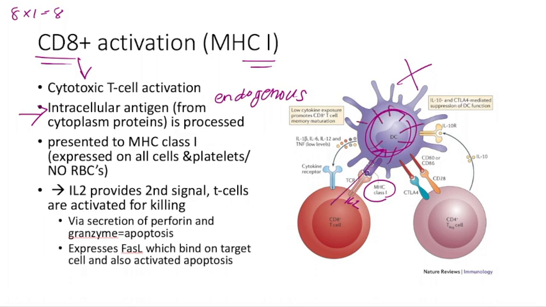We also have this FASL, which binds on target cells and also activates apoptosis. So we actually get 2 ways that we are going to activate apoptosis. The other thing that happens here is we have CD4 T regulatory cell activation. So you can see this here. We have CD8 T cell. We also have CD4 T regulatory cell that is going to come in and help get rid of this damaged cell.